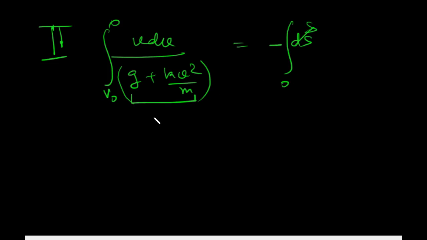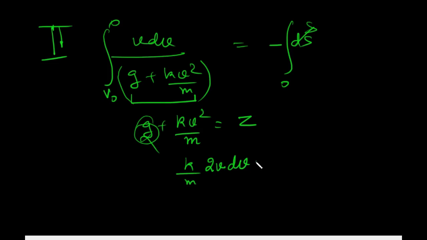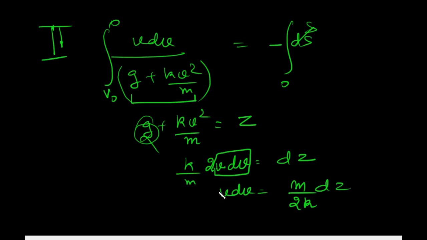So this expression, first of all, I am showing you now how to integrate. Let us say g plus kv square by m is z. Now we just differentiate it. G is constant, so it goes out. What is the differentiation of v square? It will be equal to twice v dv. This will be equal to dz, right? We take this v dv common. So what is v dv? V dv equal to m by 2k dz.